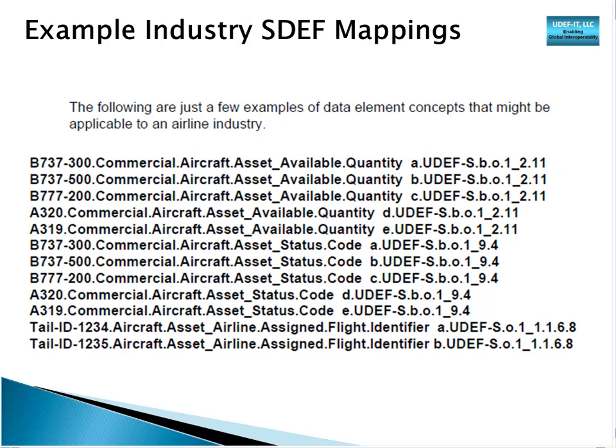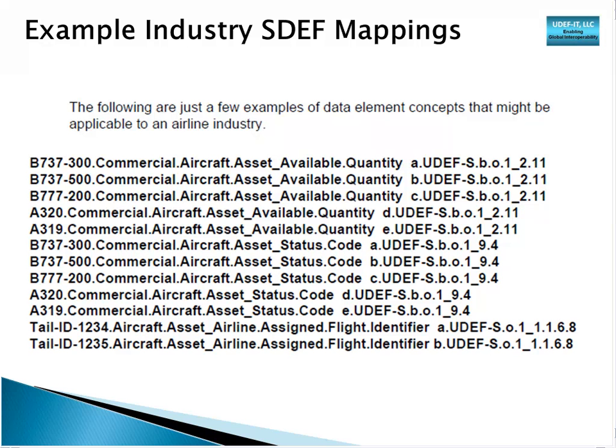Some example industry mappings, say the airline industry, showing, for instance, and I'm going to highlight this very top line, the B737-300. That obviously is proprietary to a Boeing aircraft, or an A320, such as the fourth line. And so everything to the right of the UDEF ID where it says UDEF-S, everything to the right, for instance, the B.0.1_2.11, that's in the public UDEF, but the A and then .UDEF-S, the A is unique to the aircraft industry in this example. And by the way, the airline industry hasn't necessarily adopted this, but I'm illustrating what could be done.